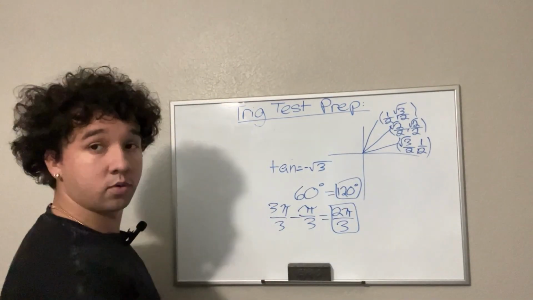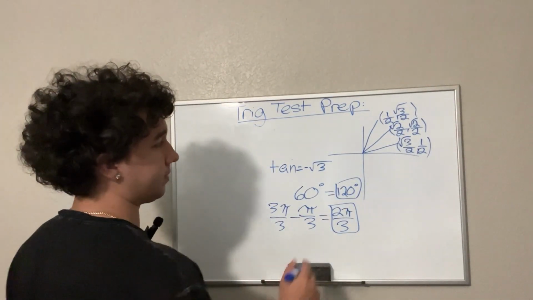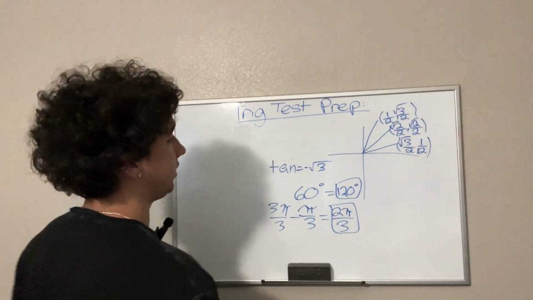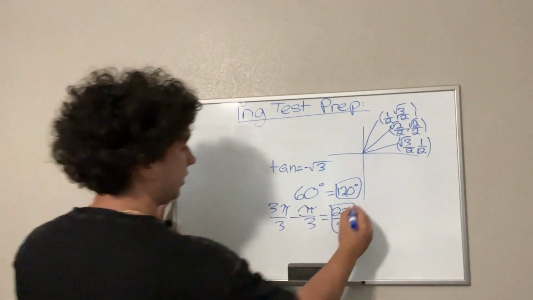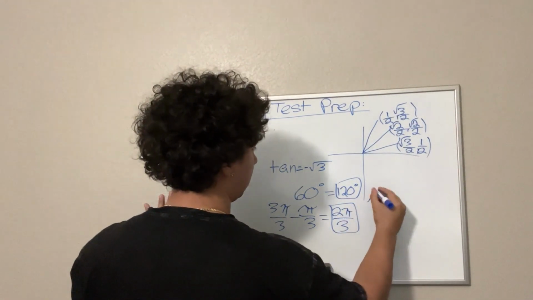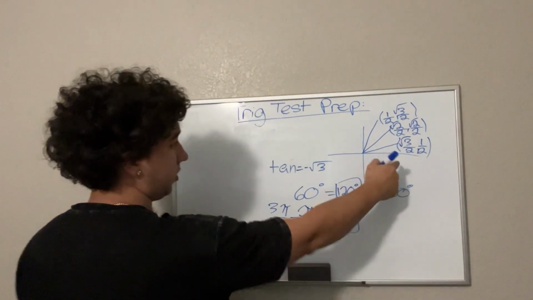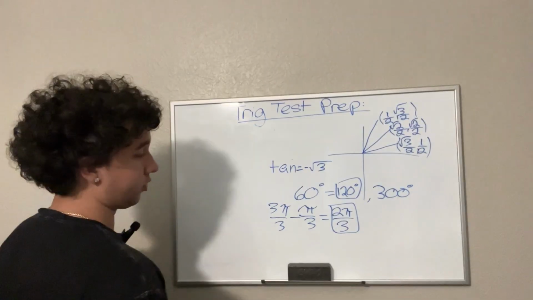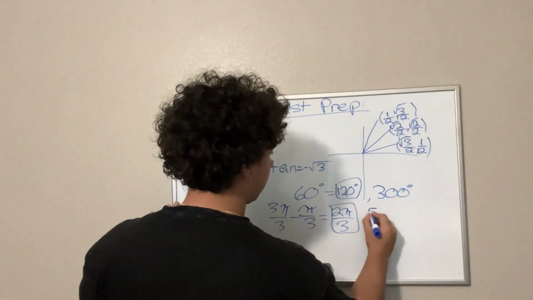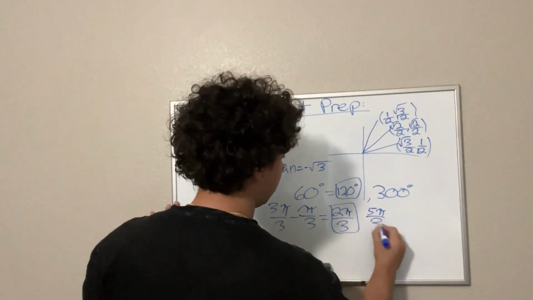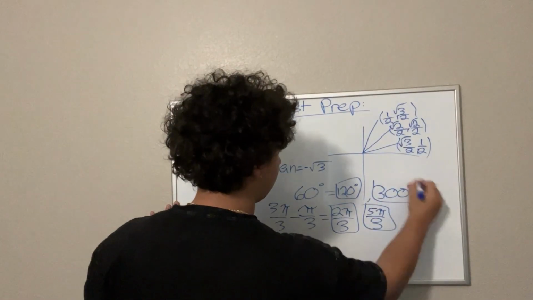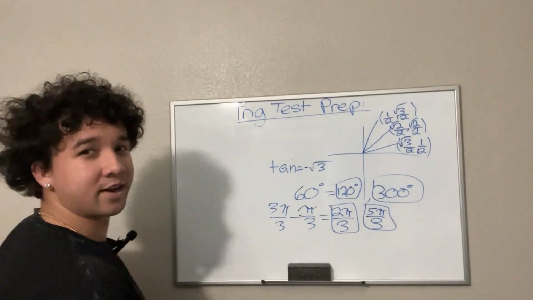Now, in quadrant 4, it's a similar idea, except instead of 180 minus theta, it's going to be 360 minus theta, giving us a second answer of 300 degrees. In the case of radians, it's going to be 6 pi over 3 minus pi over 3, being 5 pi over 3. There you are. On to the next one.